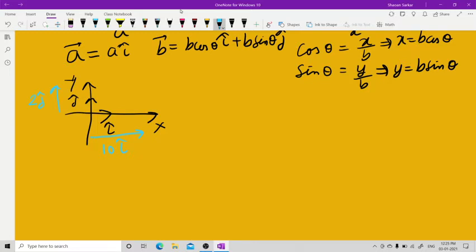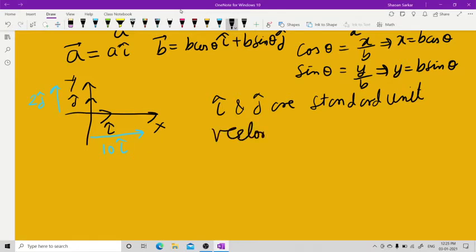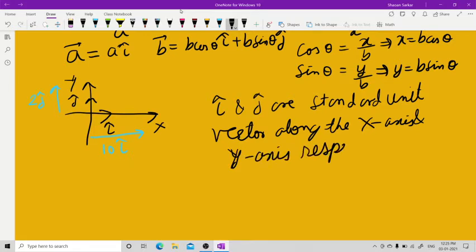See, i cap and j cap are standard unit vectors along the x axis and y axis respectively.